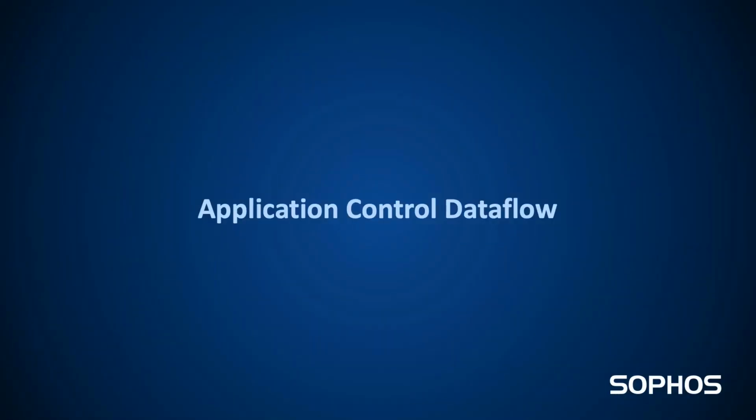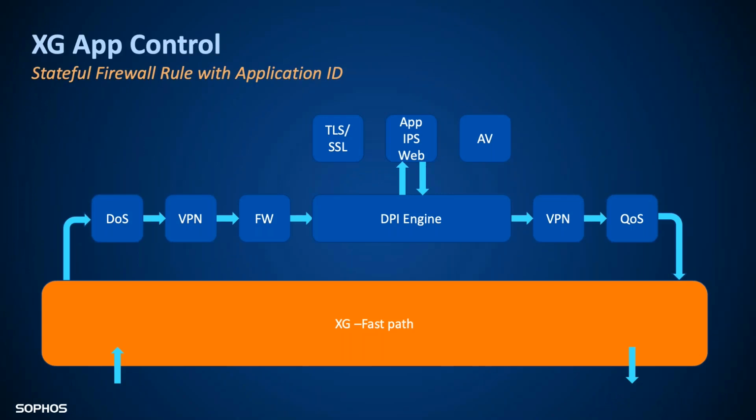The next thing is how it behaves when you have app control in place. That's the default setting in the firewall. When you bring up an XG firewall, application control signature detection is automatically in place. So this demonstrates how the firewall offloads the traffic when app control is in place.